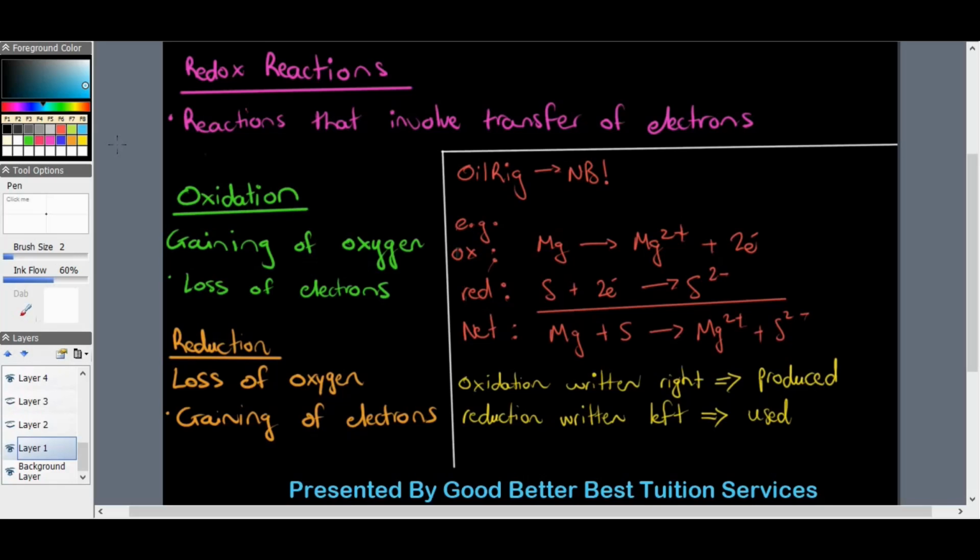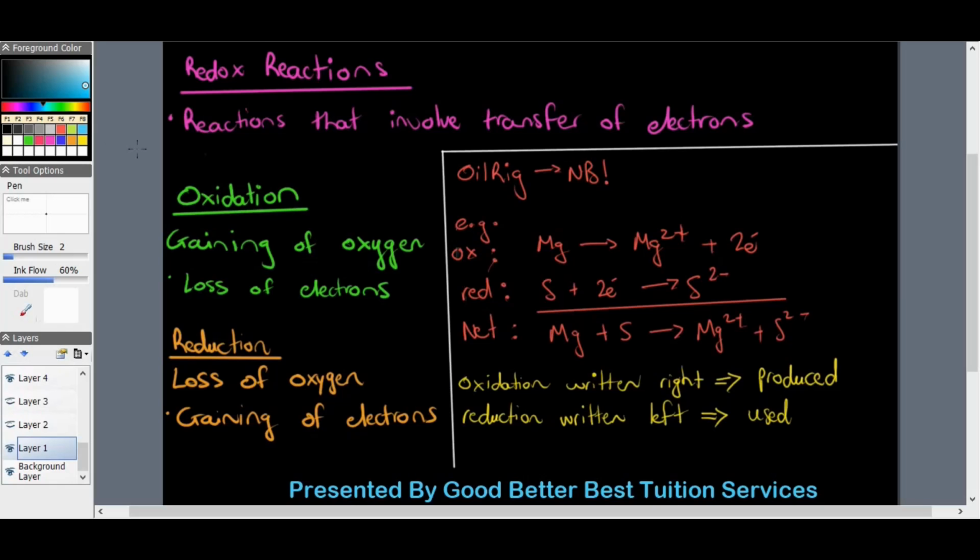Now we know that acid-base reactions are the transfer of protons. An acid is a proton donor, and bases, sorry, that's the word I was trying to get to, bases or alkalis, are proton acceptors. But redox reactions are slightly different: protons don't get transferred, rather electrons get transferred. So redox reactions are reactions that involve the transfer of electrons.